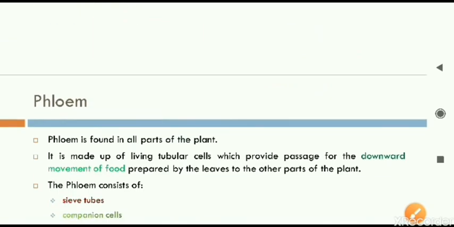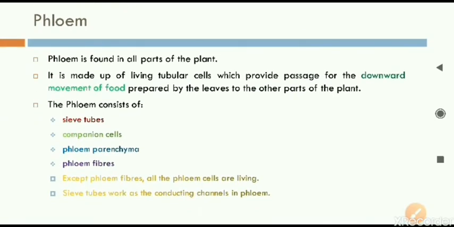Let us come to the next one. This is the second type of complex permanent tissue. It is called phloem, and phloem is found where? It is found all over the plant body.